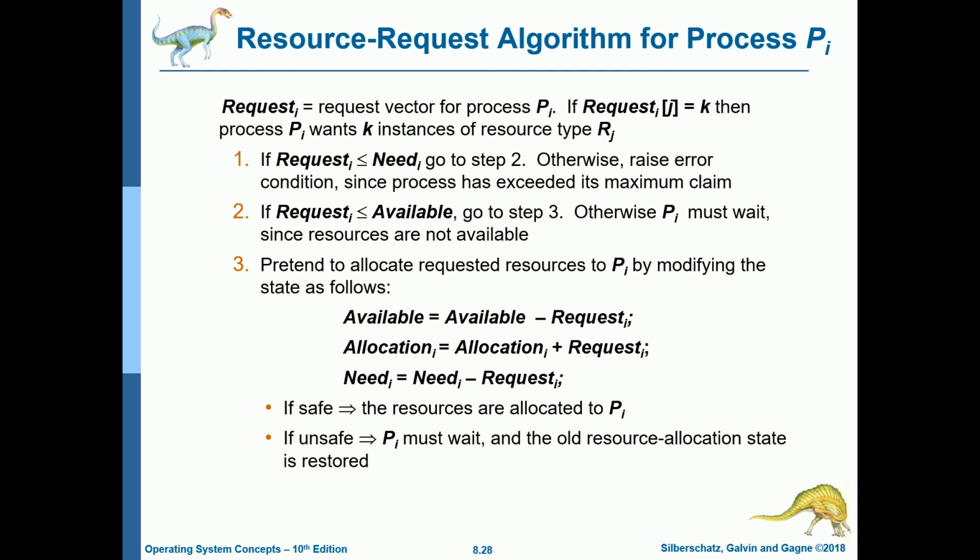Finally, we have the system pretend to have allocated the requested resources to the thread T sub i by modifying the states as follows. We assign available equal to available minus the request. We reset allocation sub i equal to allocation sub i plus the request sub i. Finally, we update need sub i as equal to need sub i minus the request. If the resulting resource allocation state is safe, the transaction is completed and the thread T sub i is allocated its resources. However, if the new state is unsafe, then T sub i must wait for request sub i and the old resource allocation state is then restored.